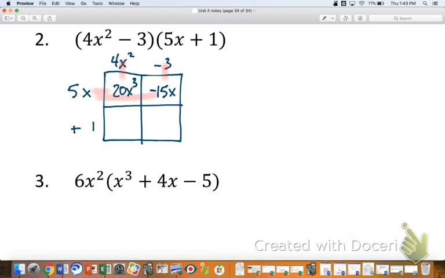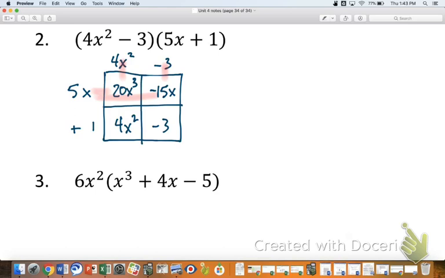That lower left corner on mine is actually really easy, right? Because it's just times 1. So it'd be 4x squared times 1, which is just 4x squared. And then that lower right is similarly pretty easy, right? Just negative 3 times 1 would be negative 3.